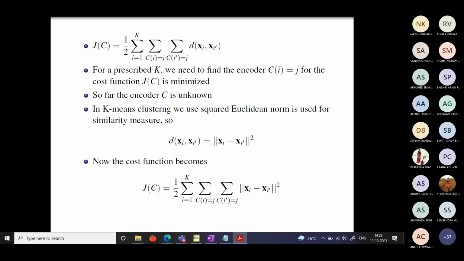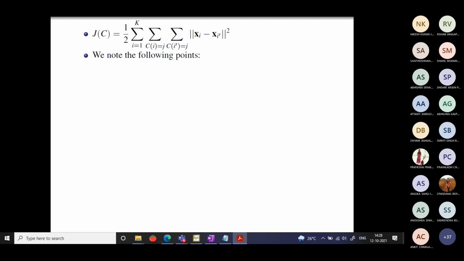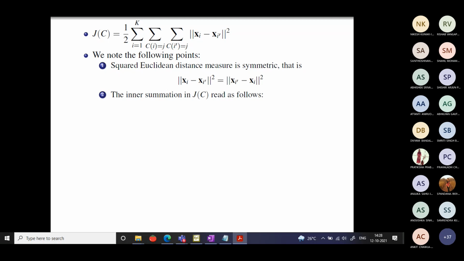Now, there are some observations we made. Again, I have rewritten this just for reference. We observe the following points. We know that the squared Euclidean distance measure is symmetric. It doesn't matter whether I write xi minus xi prime and take the Euclidean norm squared, or xi prime minus xi and take the Euclidean norm squared. So it is symmetric. Second is the inner summation here. This part is read as follows. We have a few interpretations of it.